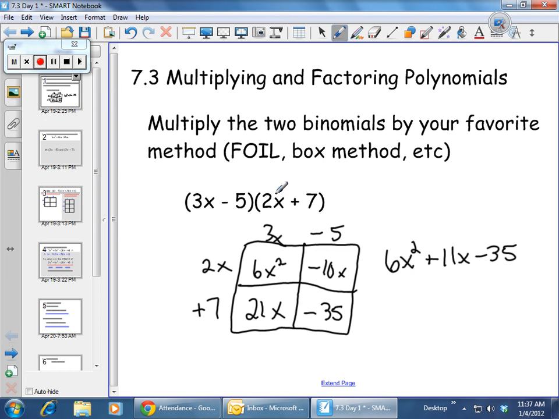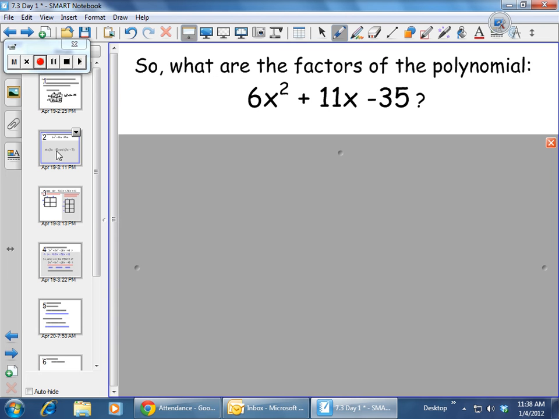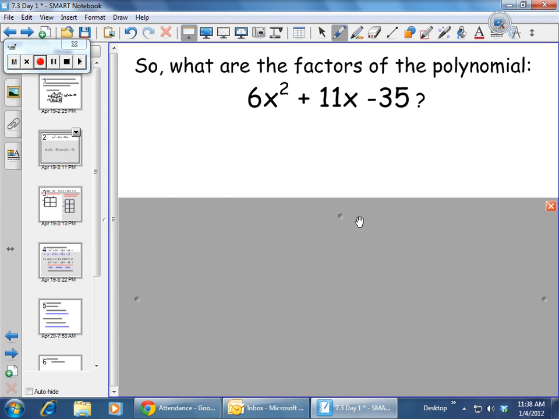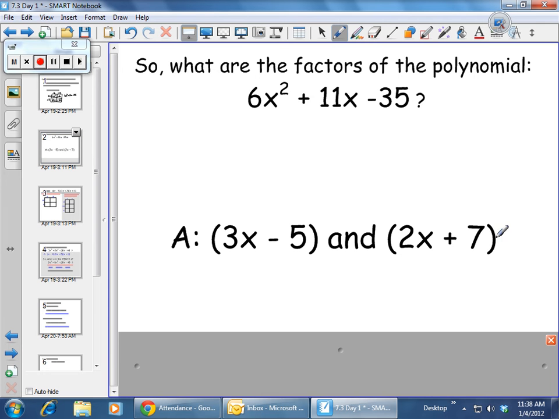So nothing new. We've done lots of multiplying binomials together before. It's fairly straightforward so far. So when you multiply these two, you get that. So my next question is, what are the factors of 6x squared plus 11x minus 35? Hopefully you know that right off the bat, because we multiplied 3x minus 5 and 2x plus 7 together. So the factors of this are the two things we multiplied together to get it. So the factors of 6x squared plus 11x minus 35 are 3x minus 5 and 2x plus 7.